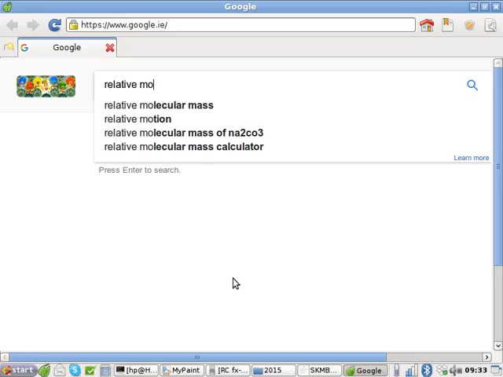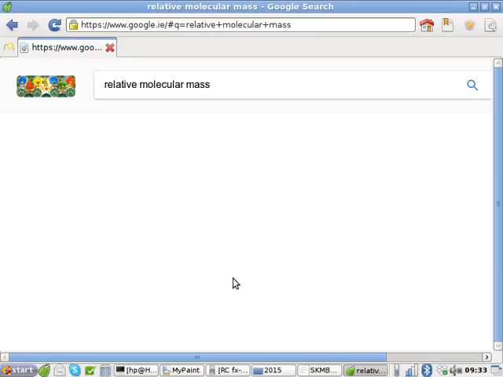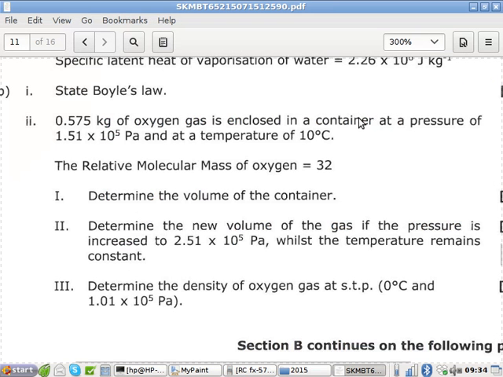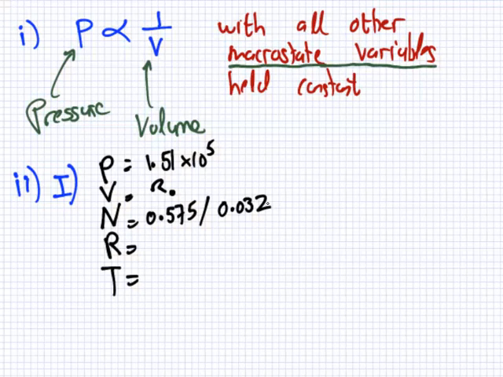Relative molecular mass: the ratio of the mass of one molecule of an element to 1/12 of carbon 12. Yeah, so that's why they didn't need the units. Okay, right, so that's okay.